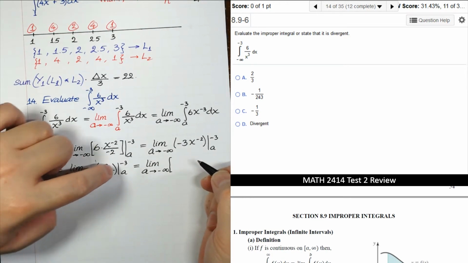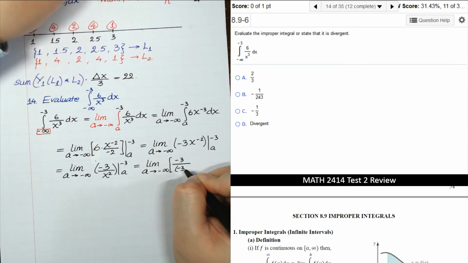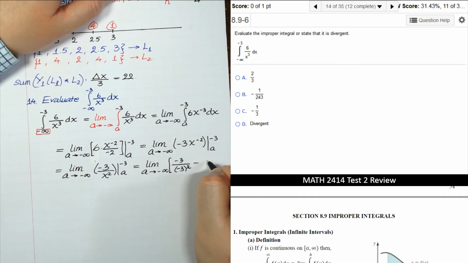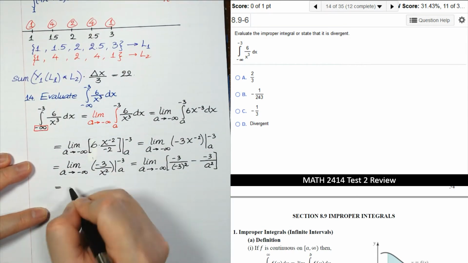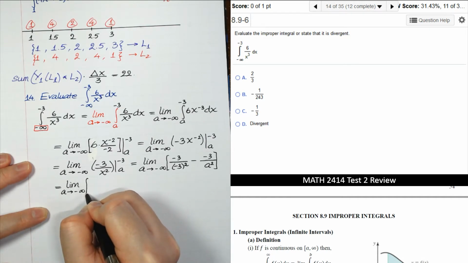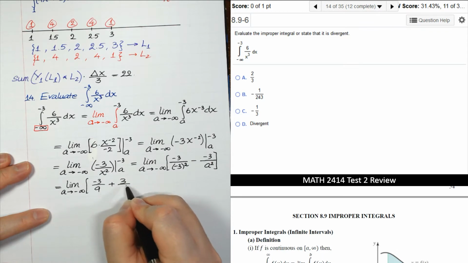Now substitute in the numbers. Negative 3 in for x, and a in for x. Negative and negative. Subtract a negative, so it changes to positive. Negative 3 over 9. Negative, so that's 3a squared.